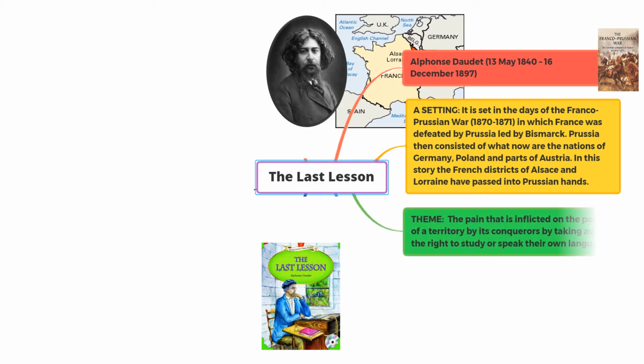Themes of war, identity, linguistic chauvinism, uncertainty, and displacement are replete in the story. The Last Lesson very prominently raises the question of linguistic and cultural hegemony of the colonial and imperial powers and their lust for controlling the world and influencing their cultures and identities. So, the main theme of the story is the pain that is inflicted on the people of a territory by its conquerors by taking away the right to study or speak their own language.